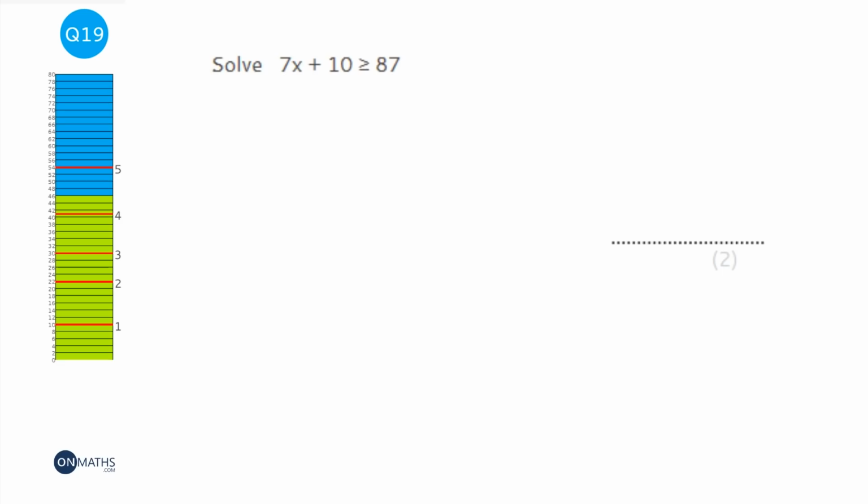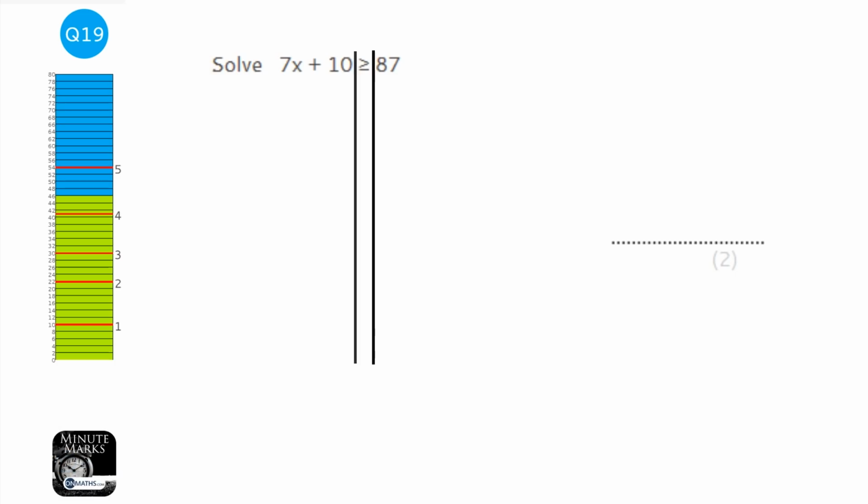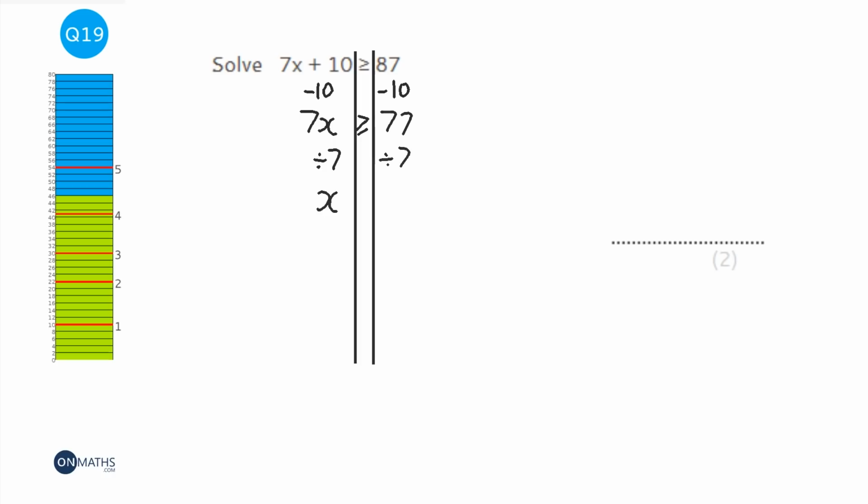Okay, the way you solve these is exactly the same as where you solve an equation. It's just you've got an inequality sign here. So we're going to put our lines in, probably way too long. And we're going to try and get x on its own. So the first thing we're going to do is take away 10 from both sides. So we've got 7x, and then this time, don't forget, don't put an equal sign. You must do this inequality sign. And 77, and then we're going to divide by 7 both sides. So we've got x is greater than or equal to 11.